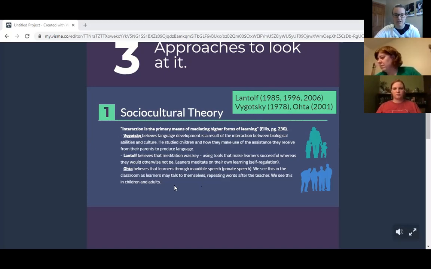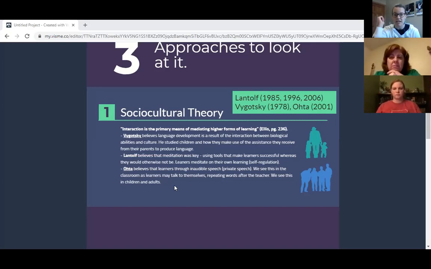So Vygotsky believes that language development is a result of the interaction between biological abilities and culture. He was especially interested in children, and he did multiple studies on them. And he found that they make use of the assistance they receive from their parents to produce language. I thought that was really interesting when I look back on when I was a child, and how it wasn't really explicitly told to me how I was supposed to say things or do things. But just because of the environment I grew up in, I understood, hey, I need to say please and thank you. I need to address people with Mr. and Mrs. because I was watching how my parents addressed people and our neighbors.